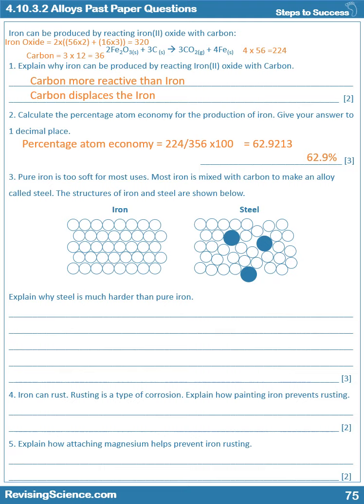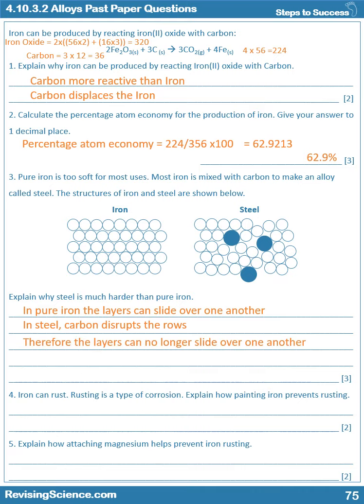Question 3, it says that pure iron is too soft for most uses, so therefore most iron is mixed with carbon to make an alloy called steel. The structures of iron and steel are shown below. We need to explain why steel is much harder than pure iron. Looking at pure iron, you can see that the layers can slide over one another. They're evenly distributed. In steel, the carbon atoms, the dark blue atoms that you can see there, are disrupting the rows in that regular structure. And this means that the layers can no longer slide over one another, which makes steel much harder.